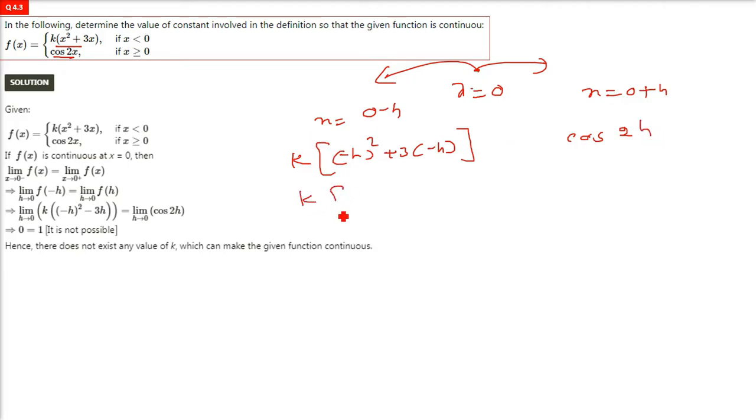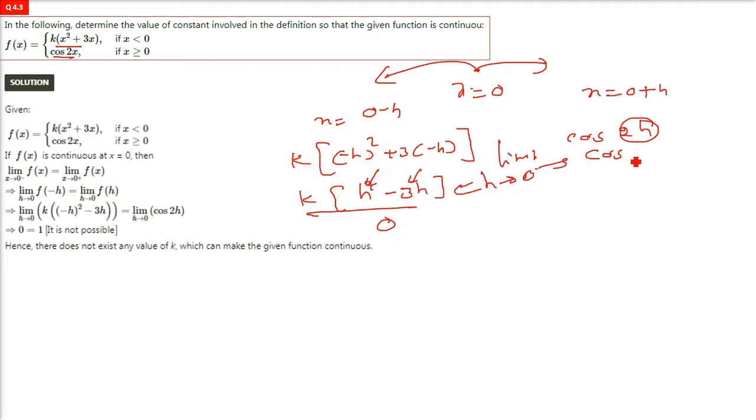Now since we have this h square minus 3h and we cannot get rid of this h anyways, whatever you do, you have to put h as 0 when you apply the limit, and that is going to be 0 by itself. So the value which is having k as the constant is becoming 0. On the right hand side, we are applying the limit h tends to 0, cos 0 is going to be 1. So 0 is equal to 1.